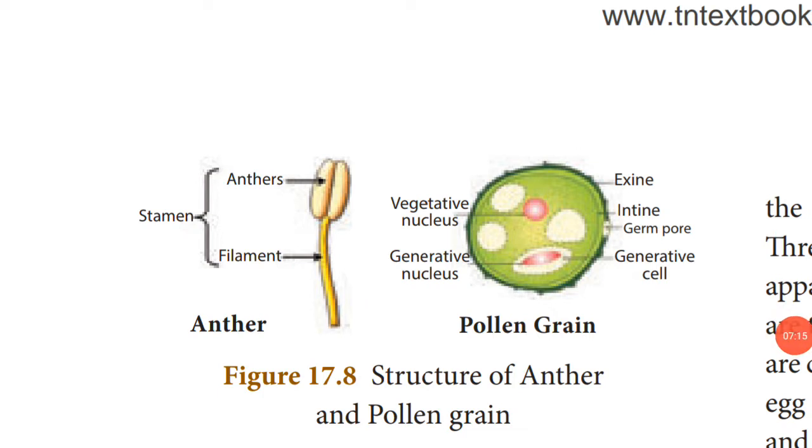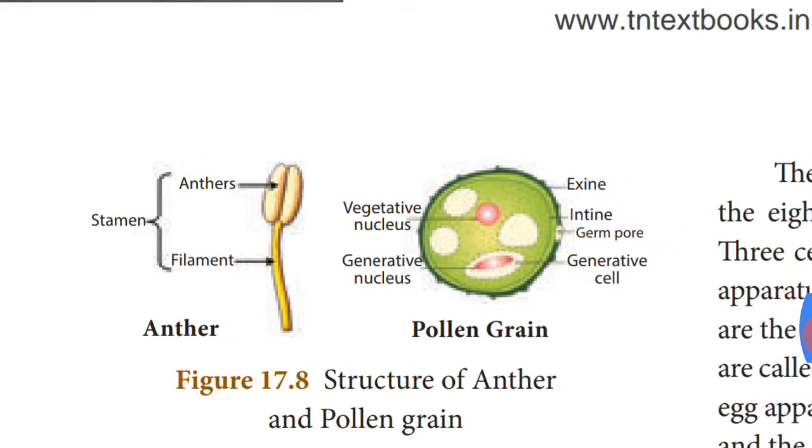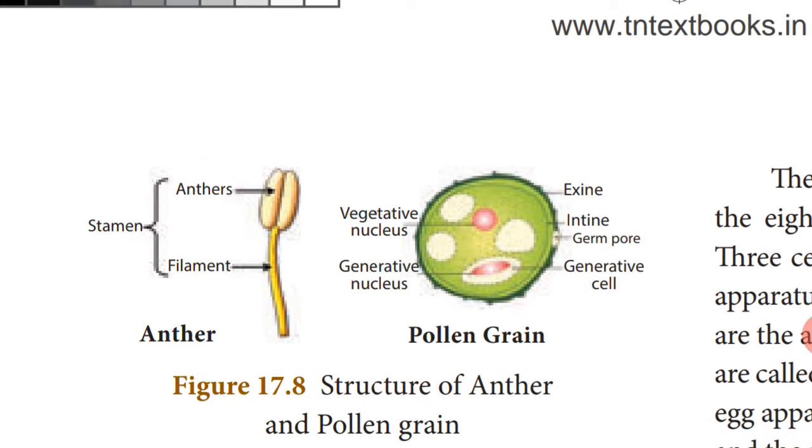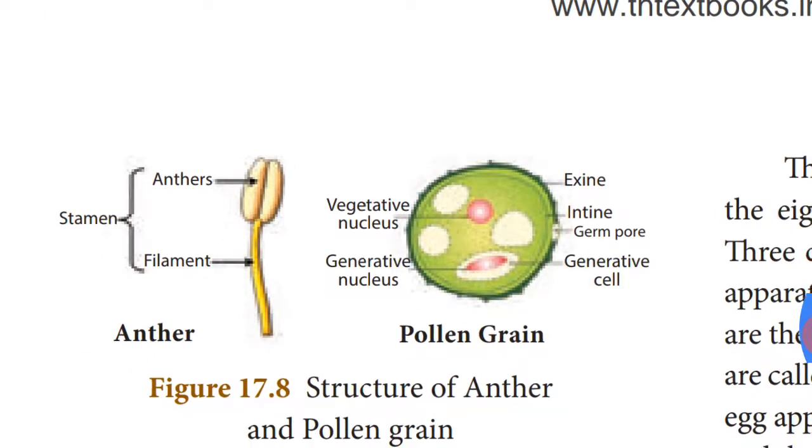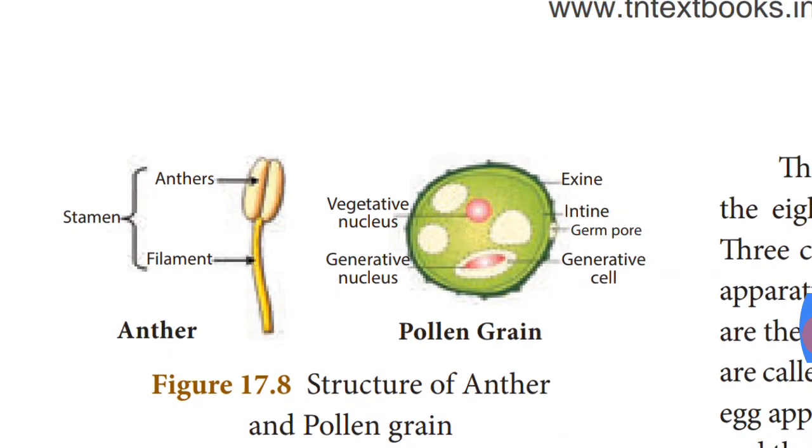So the stamen consists of two parts. See in that picture, the bag-like structure is called the anther, and the other part is the filament. This is a pollen grain. When the anther is matured, it bursts and releases the pollen grains.